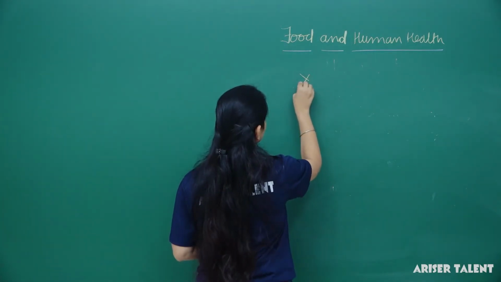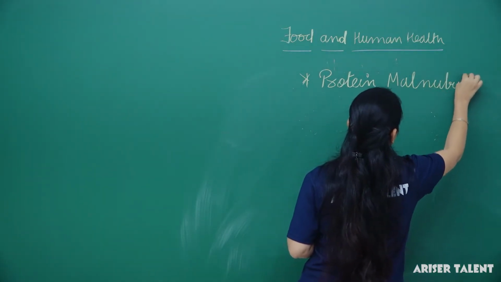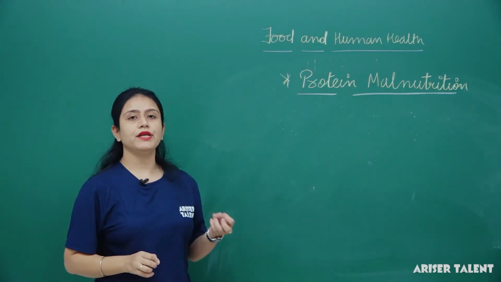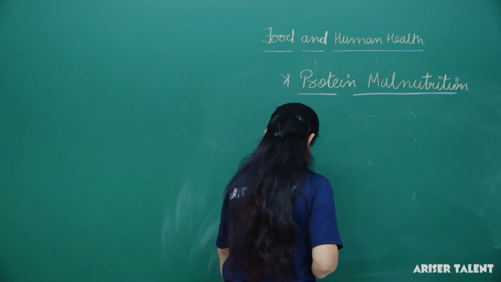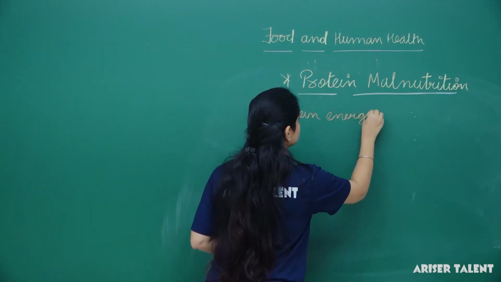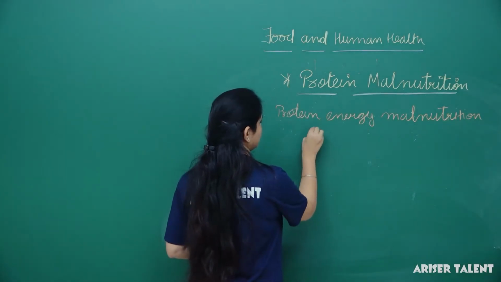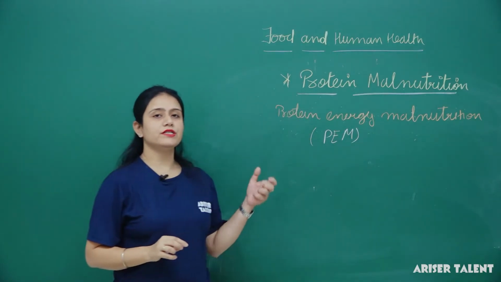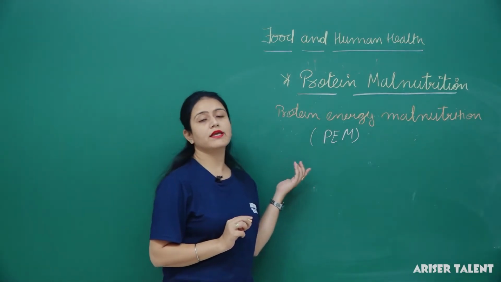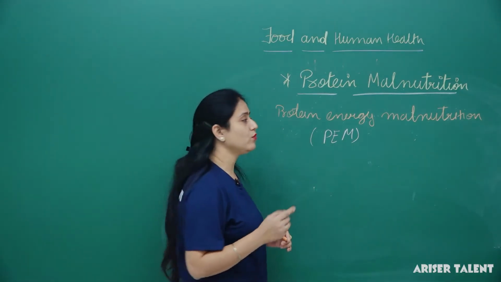Next is protein malnutrition. Generally, it is also known as PEM. PEM means protein energy malnutrition. So if there is a deficiency of proteins in the body, I told you that protein helps us to build muscles, it helps us to make tissues, fine. So it helps us to make skin, bones, blood, etc. So if there is a deficiency of proteins in the body, it will cause two types of diseases. They are kwashiorkor and marasmus.